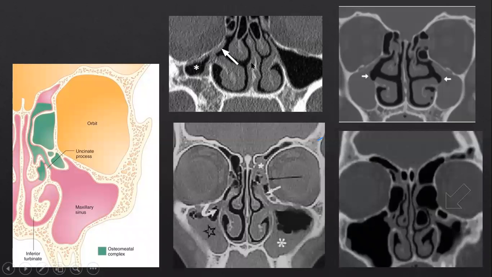And just to illustrate some of the diseases here, just to remind you again of the normal anatomy: the maxillary sinus, the ostium, the infundibulum, the uncinate process, and the middle turbinate over here.